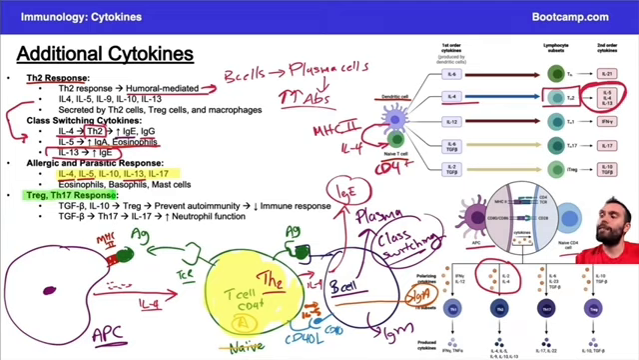Okay, and the last thing I want to talk about on here is going to be the Tregs and the T helper 17 response. And we're not going to go into too much detail on this. We're just talking high yield, high level overview.